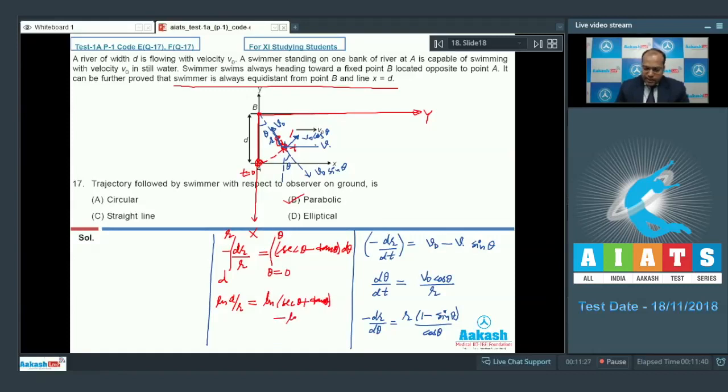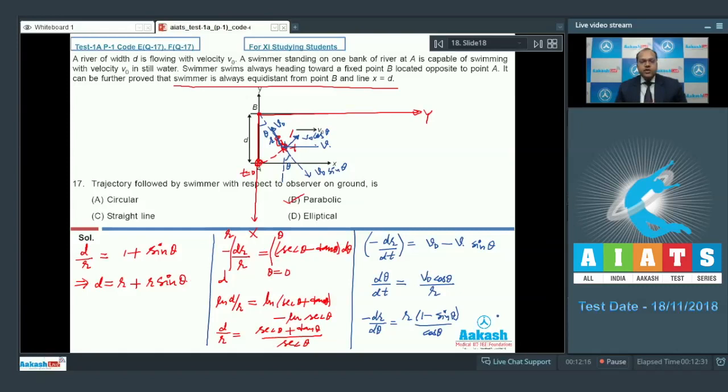minus ln sec theta on applying the upper limit and lower limit. On further solving, I can write d by r is equal to sec theta plus tan theta divided by sec theta. On further solving, d by r is equal to 1 plus sin theta, which can be written as d is equal to r plus r sin theta.